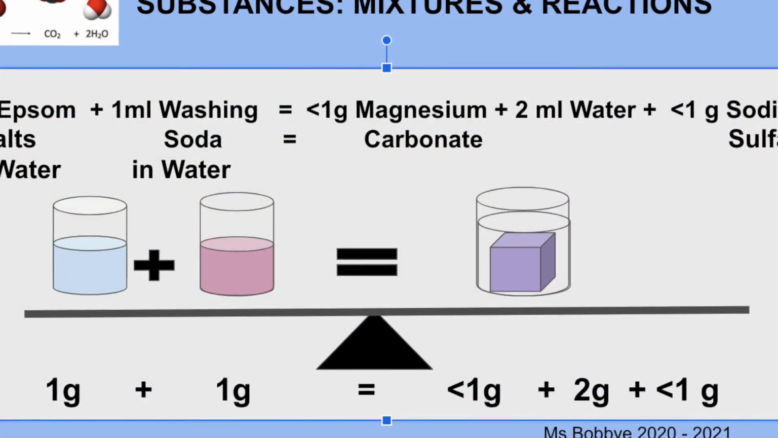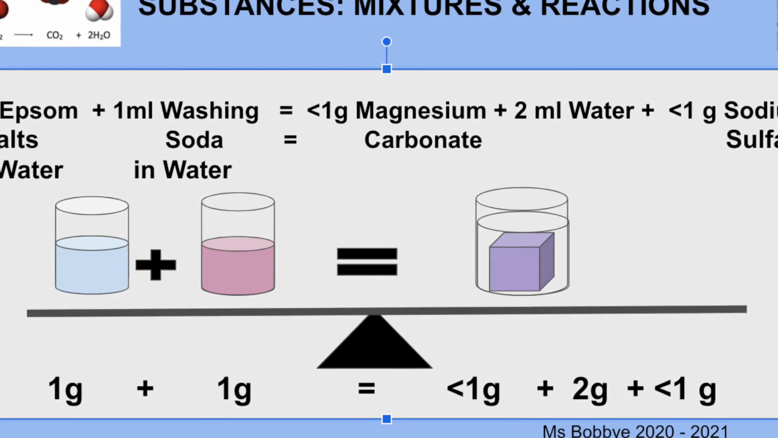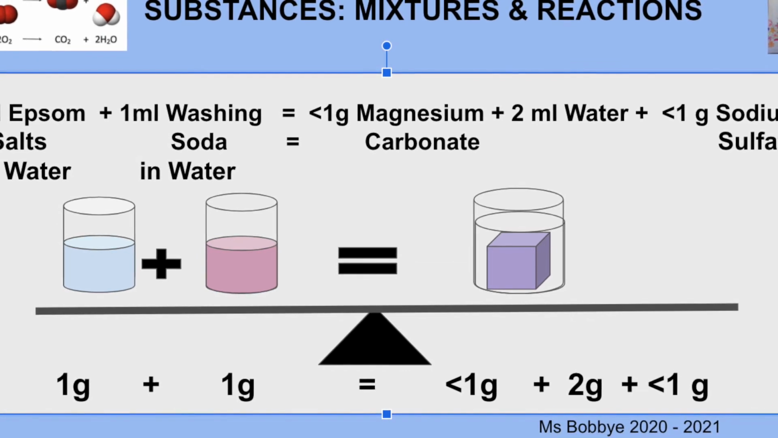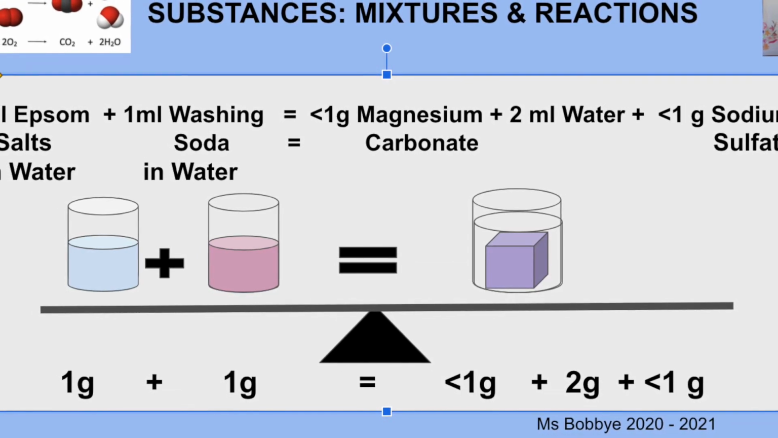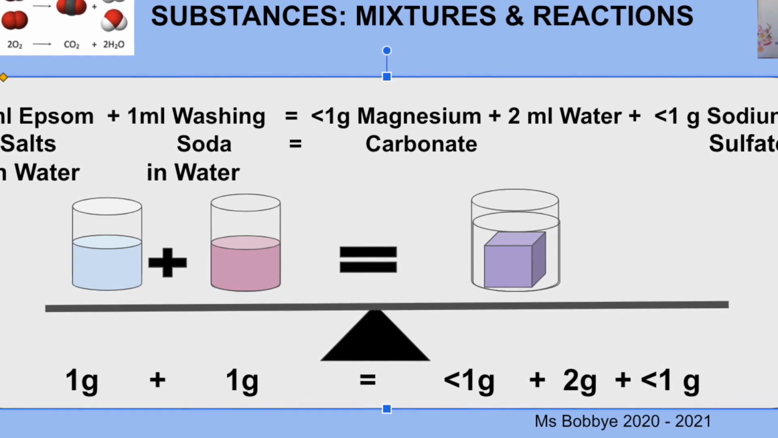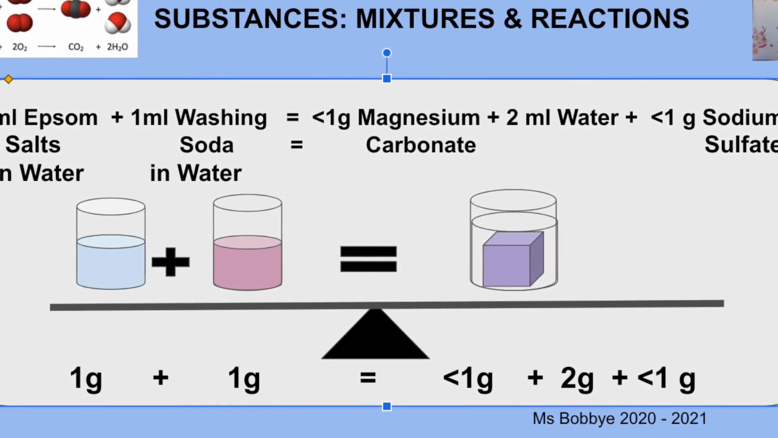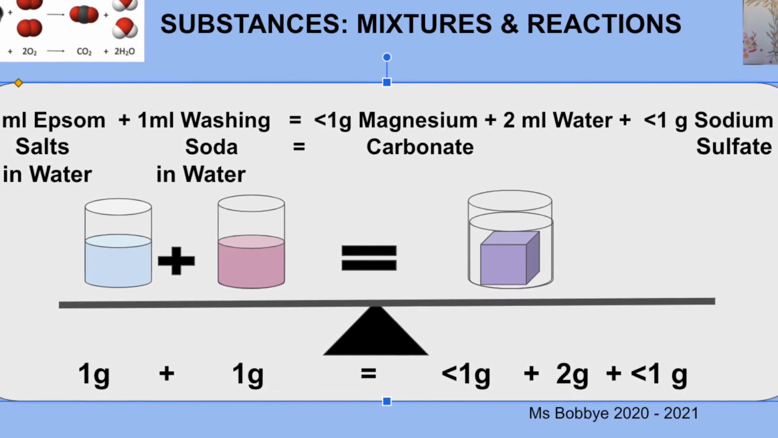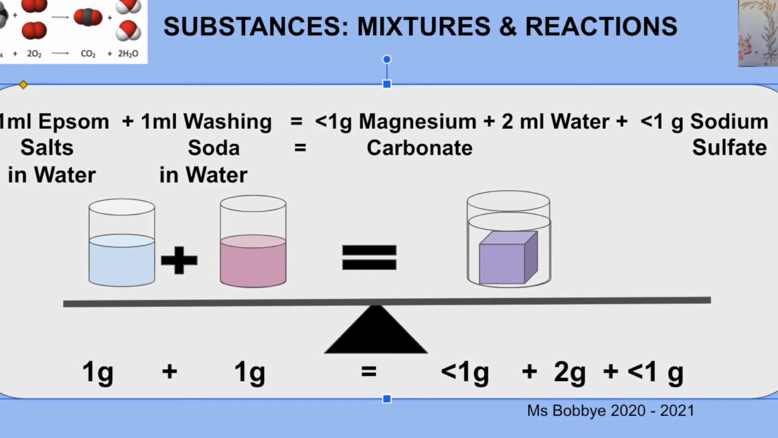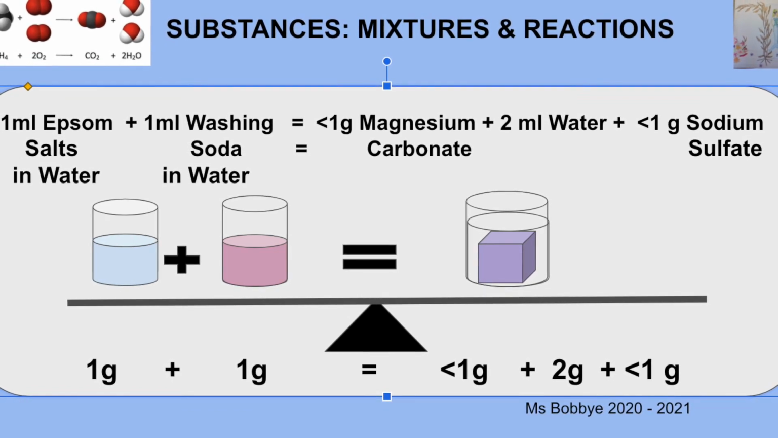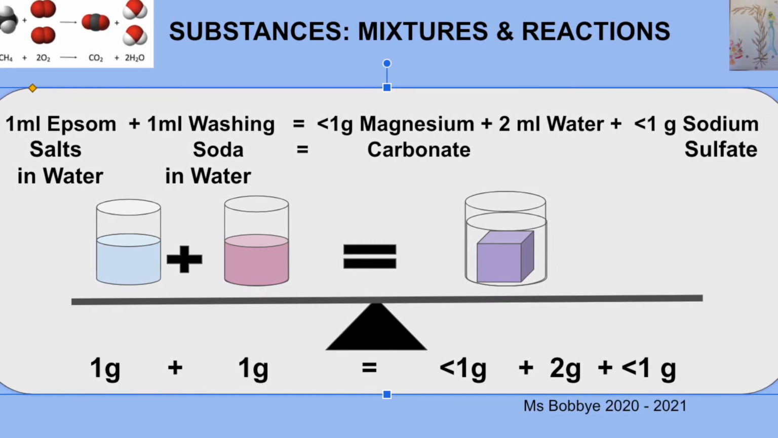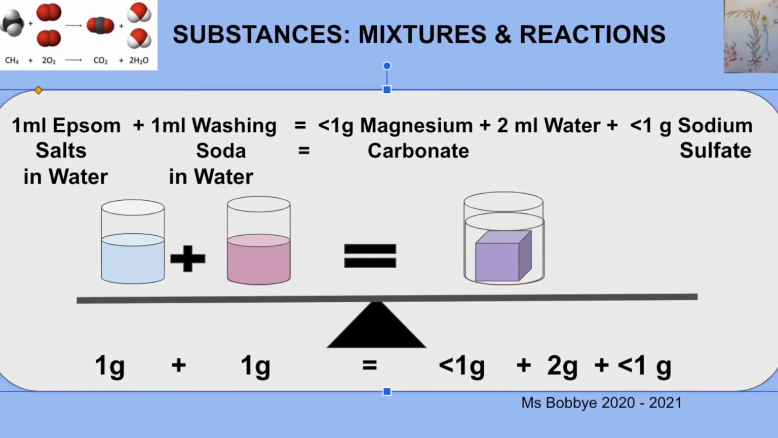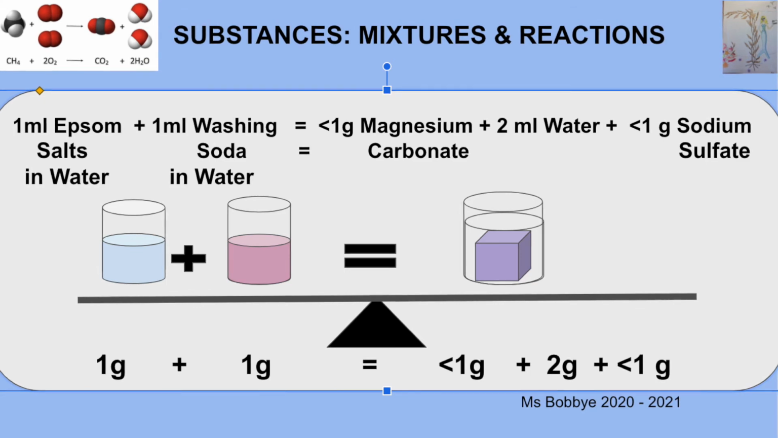We also know that matter cannot be created or destroyed. So if we had a very sensitive balance, we could show that the total mass of the Epsom salts in water plus the total mass of the washing soda in water would be equal to the total mass of the magnesium carbonate precipitate, whatever water we had in our solutions, and whatever sodium sulfate was left in solution.